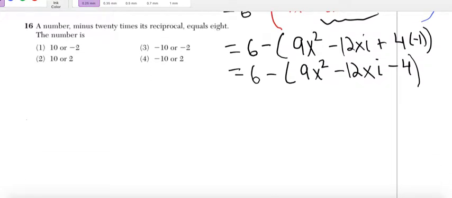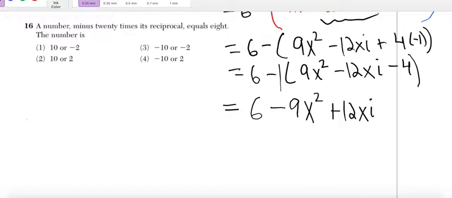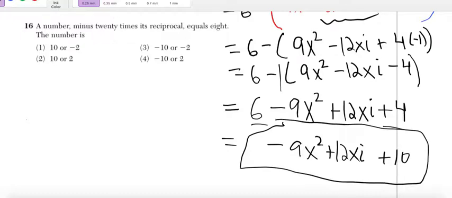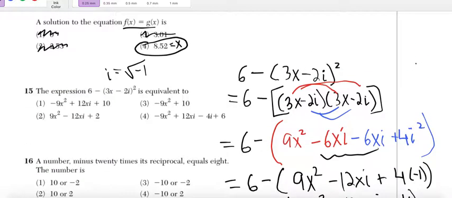Now, pause the video. I hope I'm not going too fast. I'm going to distribute this negative sign because I could put a 1 and it's the same as multiplying each term in the parentheses by -1. So I get -9x squared plus 12xi. Again, I'm distributing the -1 plus 4. I'll combine the 6 and the 4, which are my two like terms, and put it at the end. And I get -9x squared plus 12xi plus 10. Which is the first one, -9x squared plus 12xi plus 10.